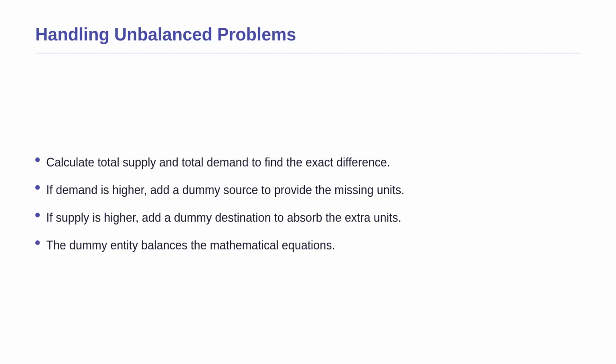Our strategy is to first calculate the total supply and total demand to see the exact difference. Once we know how unbalanced the system is, we create a dummy entity to absorb that difference. If customer demand is higher than what we can produce, we add a dummy source to make up the shortfall on paper. If our production is higher than what customers want, we add a dummy destination to receive the excess inventory. This trick allows the mathematical equations to balance out so we can solve the problem.